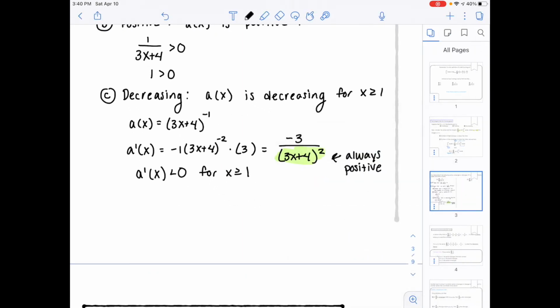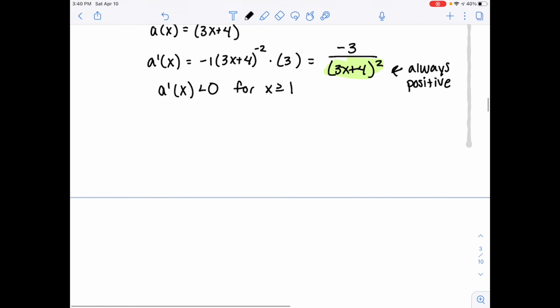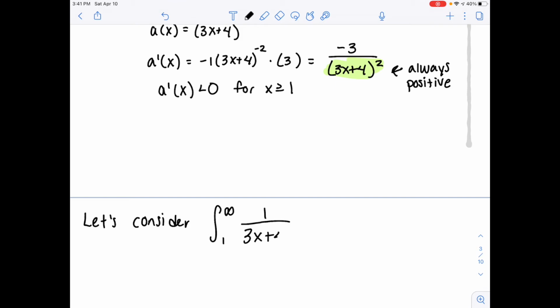Should have given myself a second slide. My bad, right? We're going to actually say, okay, right, let's consider the improper integral from 1 to infinity of our function 1 over 3x plus 4 dx, right?